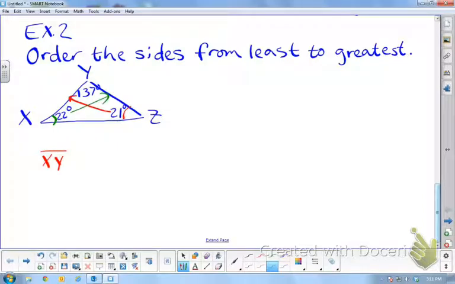And we also look for the side across from that angle. That means side YZ would be the next biggest side. And then the greatest side would go with the greatest angle. The greatest angle is 137. The side across from it is XZ. So the largest angle always goes with the largest side, or vice versa. I could give you the sides, and you could order the angles from least to greatest, or greatest to least.